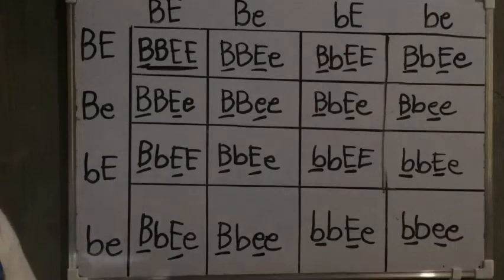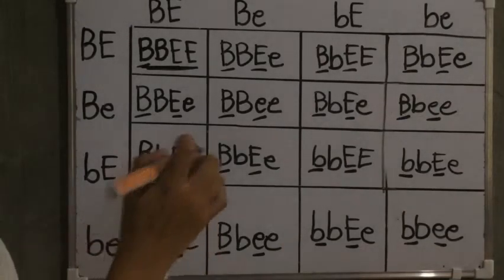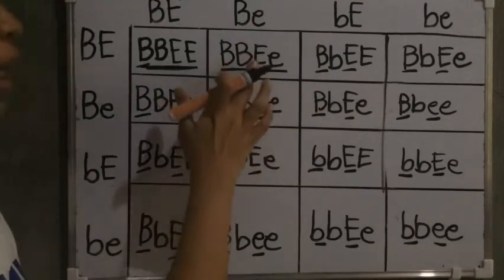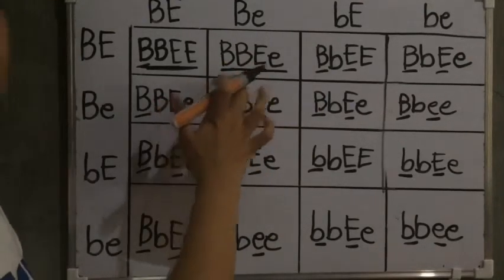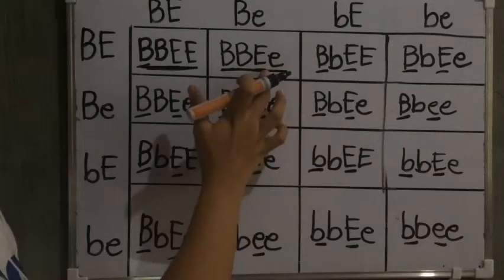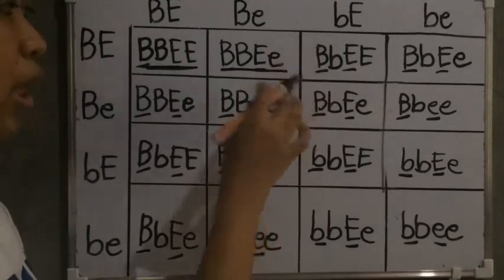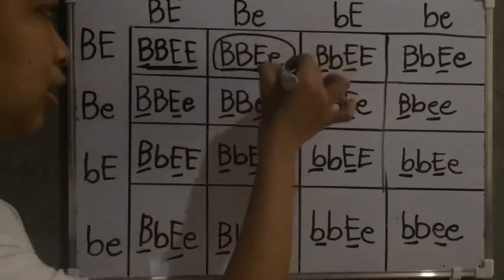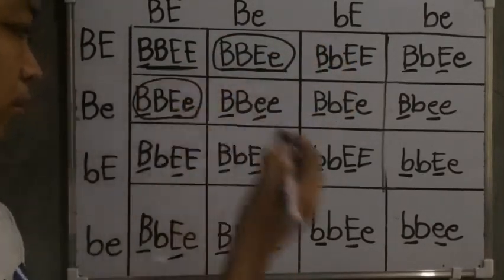Next one is for this one. Ayan, ito. This is homozygous for black hair and heterozygous for brown and blue eyes. So, meron ba siyang katulad? So, ang katulad niya ay ito. So, we have 1 and 2.